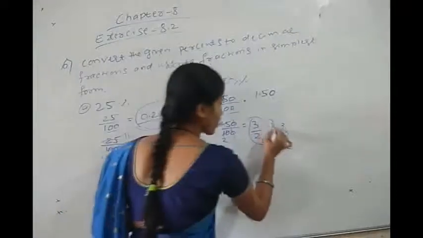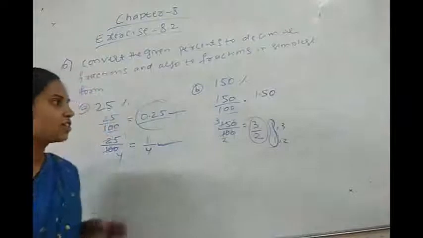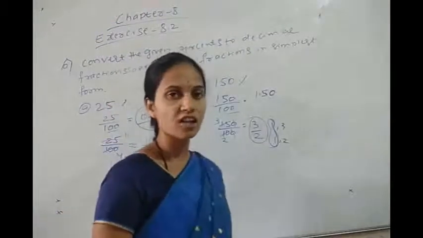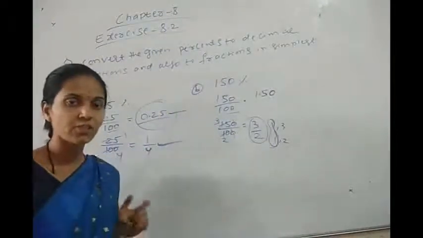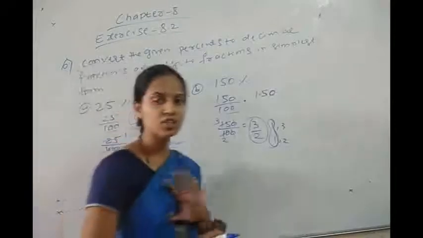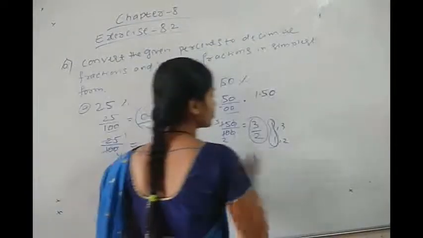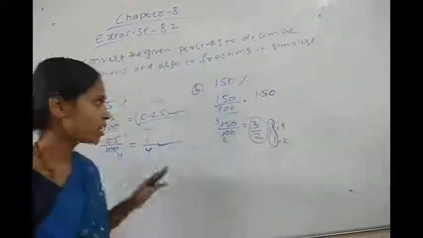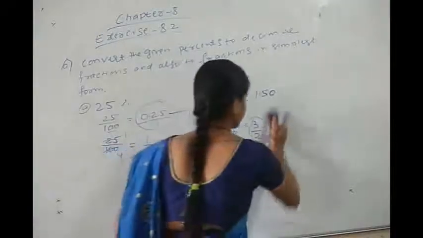So here 1 is common. As the definition of simplest form of fraction itself tells, a fraction is said to be in its simplest form if it is having only 1 as its common factor. Except 1, there should not be any other factors in common. So here we are having only 1 as the common factor. So we can conclude that 3 by 2 is in its simplest form.